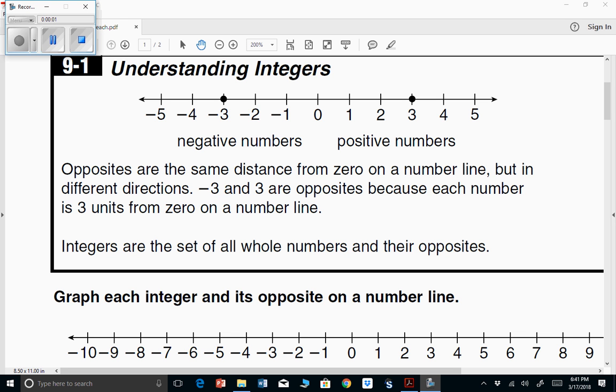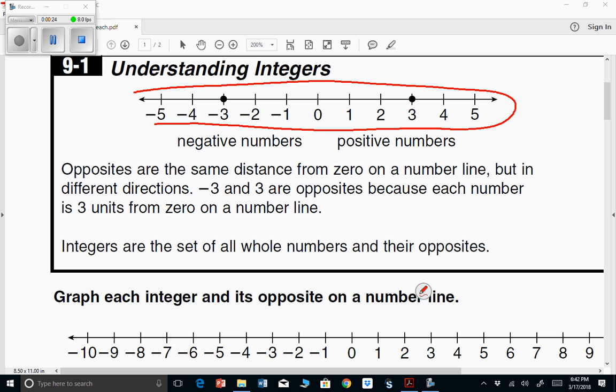Lesson 9-1, 6th grade math, is called Understanding Integers. Whenever you see something that says something about integers, usually it's going to have something to do with negative numbers. Although the integers are all the numbers that you see on this number line, they're the positive and negative whole numbers. In our classroom, we have a yellow number line up on the wall, and you can use that.